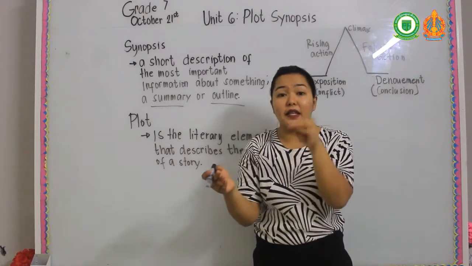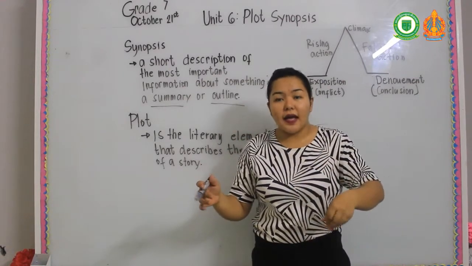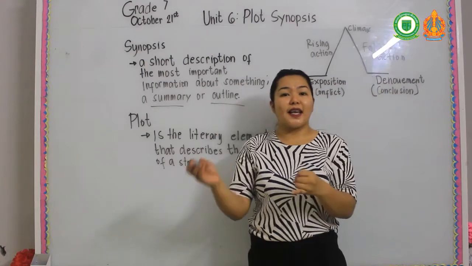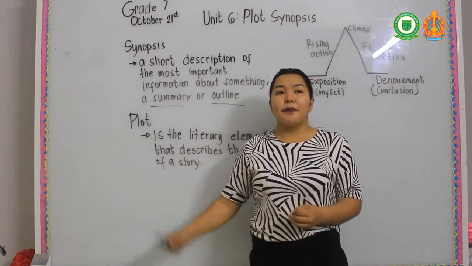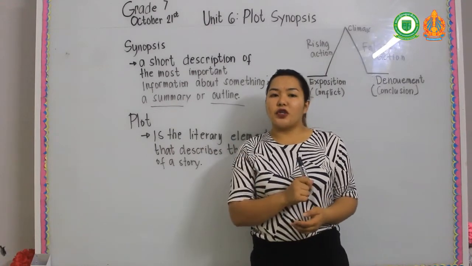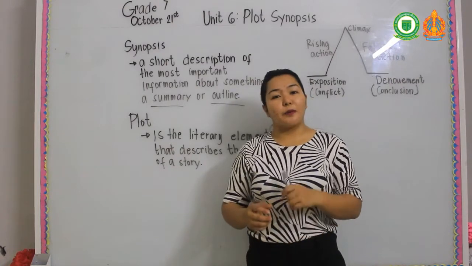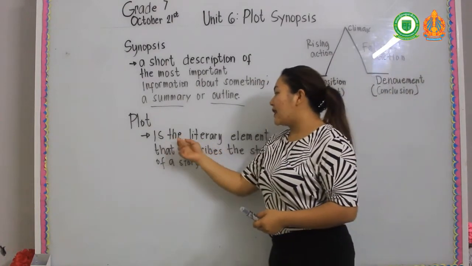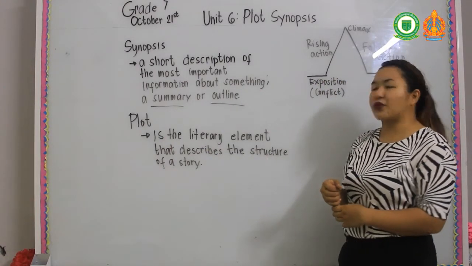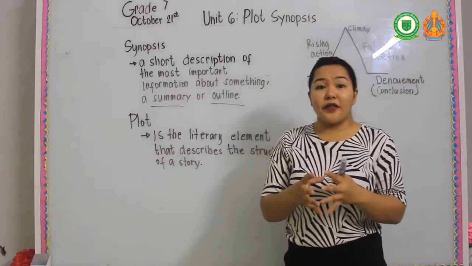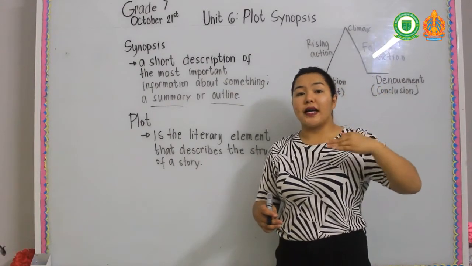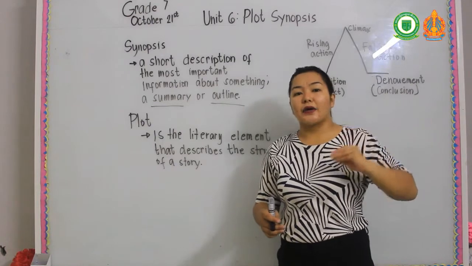But it doesn't mean that you have to make it just one page. For a plot synopsis, what's important is you cover the important details in the story: the characters, the place, what the story is all about, the idea of the story. You should make sure that it's included in your outline or plot synopsis. When we say plot, it is the literary element that describes the structure of the story. So if they go together, you have your outline of the story, and at the same time, you are following steps in order to write your outline.